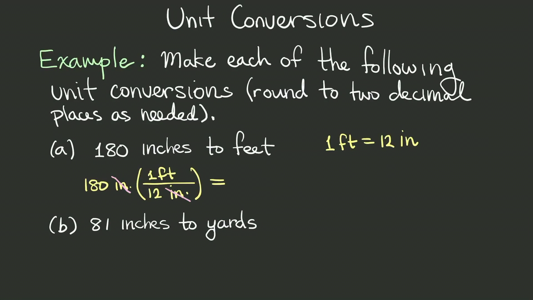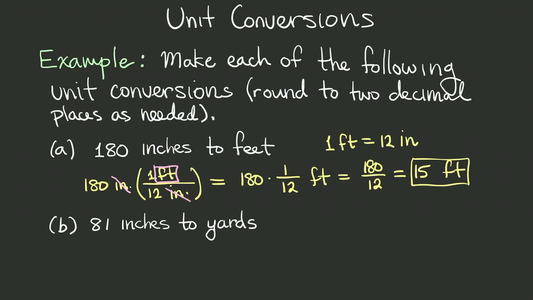We're going to be left with 180 times 1/12. Those are our numbers, and then our units that are left over are feet. That's what didn't cancel out. And now we just have to simplify this. 180 times 1/12 is the same as 180 divided by 12. And now we're going to just divide. 180 divided by 12 gives us exactly 15 feet.